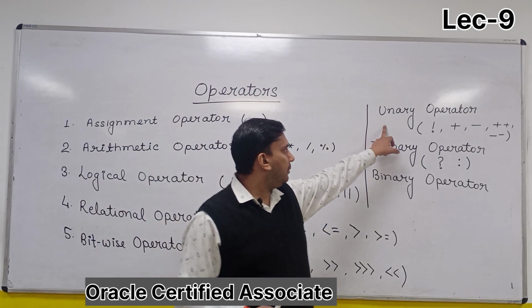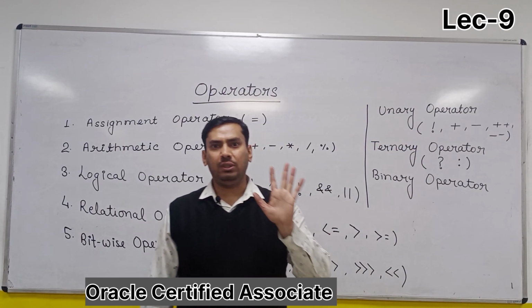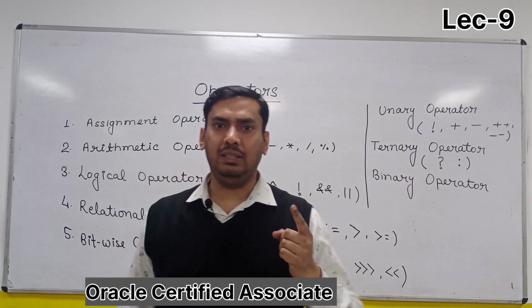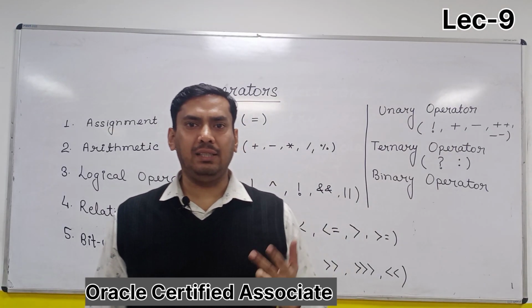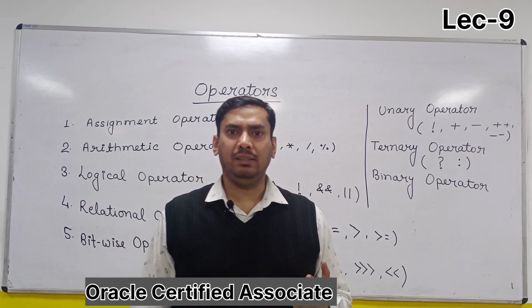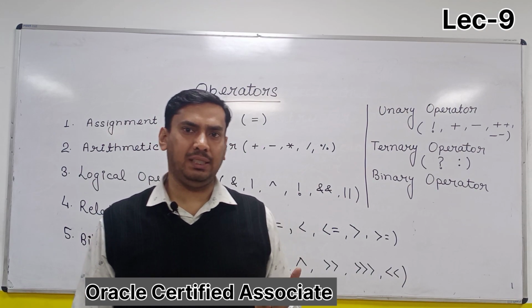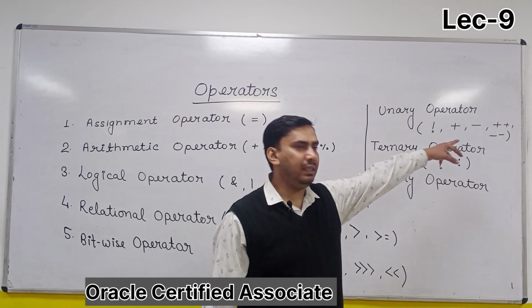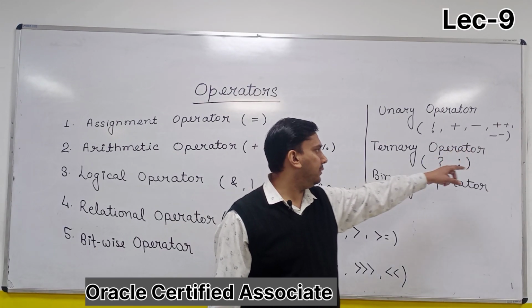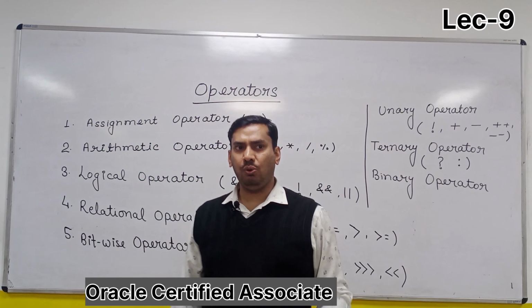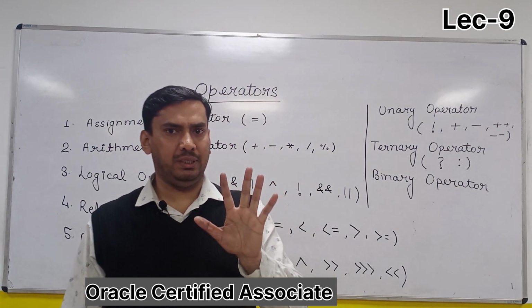If you talk about the unary operators, there are a total of 5 unary operators. The first unary operator is the logical NOT operator. The second one is the plus operator, addition operator. The third one is the minus operator, that is subtraction operator. The fourth one is plus plus, that is the increment operator. And the fifth one is minus minus, that is the decrement operator. So overall there are 5 unary operators.